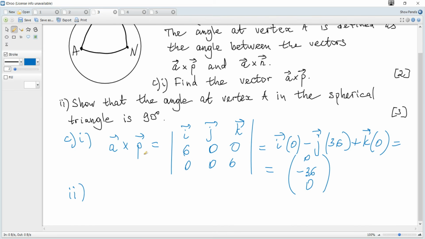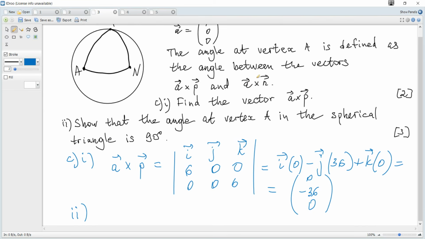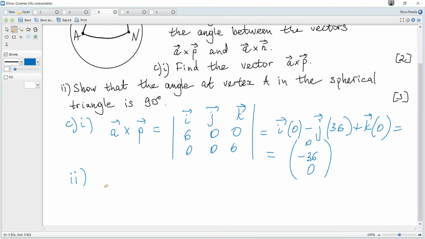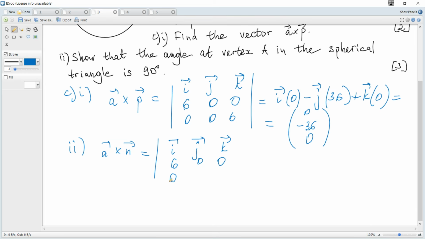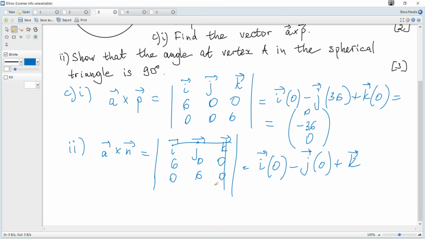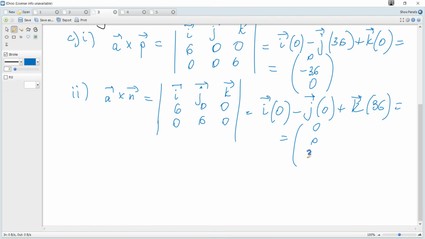Then this shows that the angle at vertex A in the spherical triangle is 90 degrees. So we need this cross product for n, which is 0, 6, 0, and it is equal to plus I times 0 minus 0, minus J times 6 times 0 minus 0, which is 0, plus K times 36 minus 0, so 36. Or 0, 0, 36.